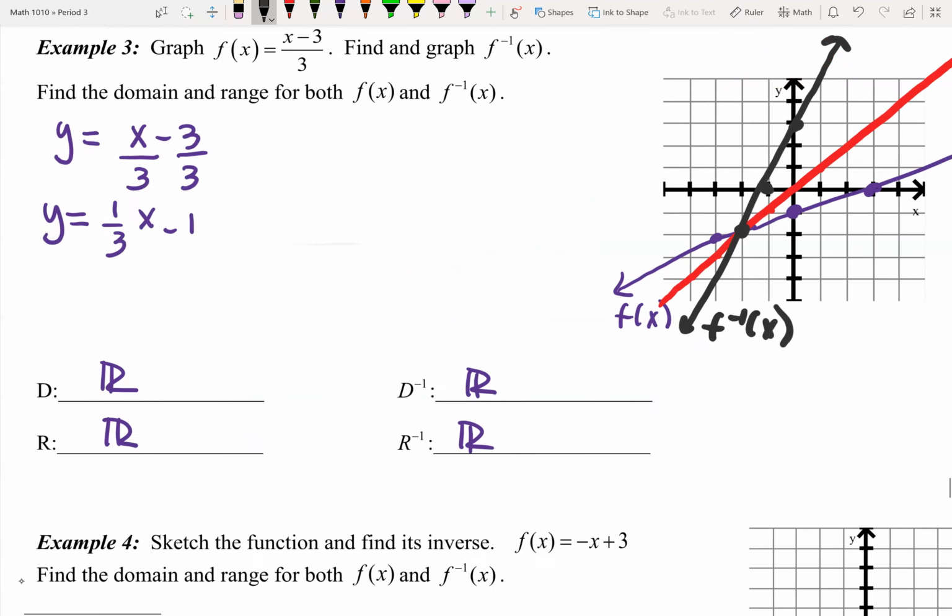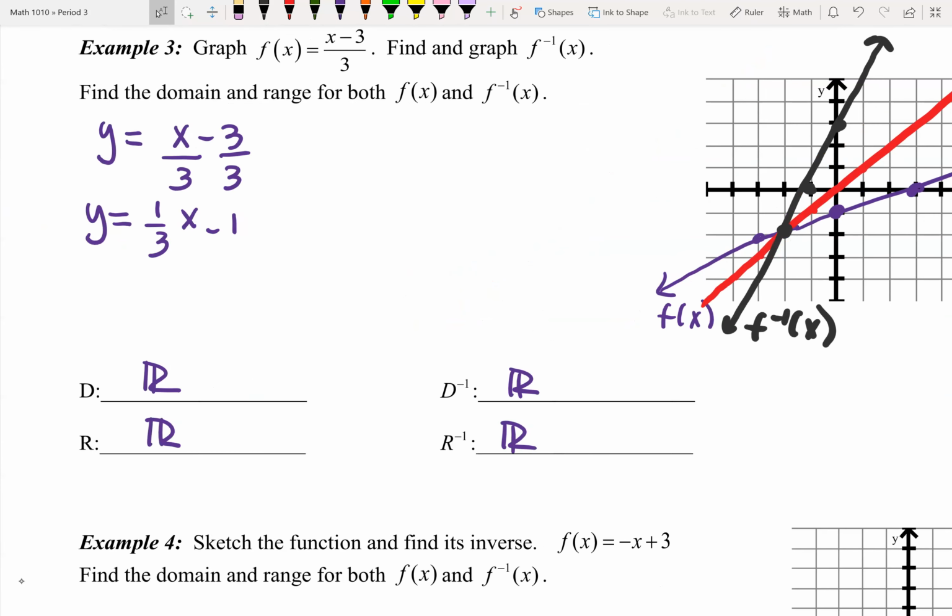Everybody write down. See this y equals 1/3 x minus 1? Let's write it as x equals 1/3 y plus 1. Now I'm trying to solve for y.